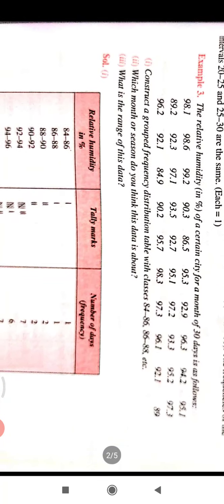Now question 3. The relative humidity in percentage of a certain city for a month of 30 days is as follows. 30 days' humidity is given. What we have to do is construct a grouped frequency distribution table with classes 84 to 86, 86 to 88. But first we have to find out the highest number and lowest number, then we can do this.